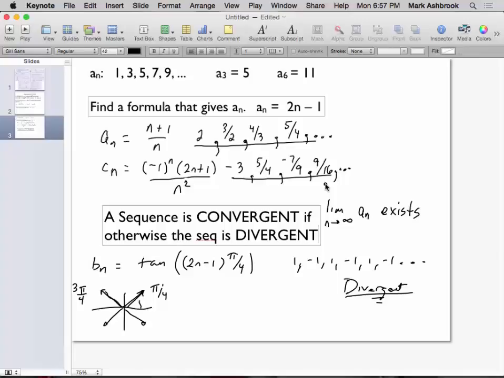Okay, so sequences are similar to functions. Okay, so let's talk about that. Questions on convergent versus divergent?